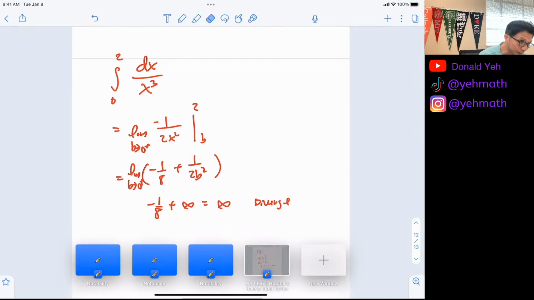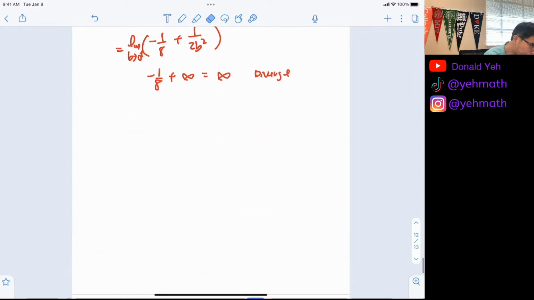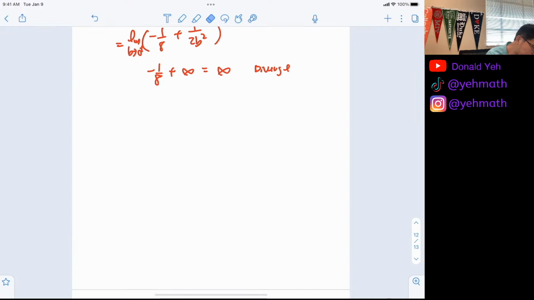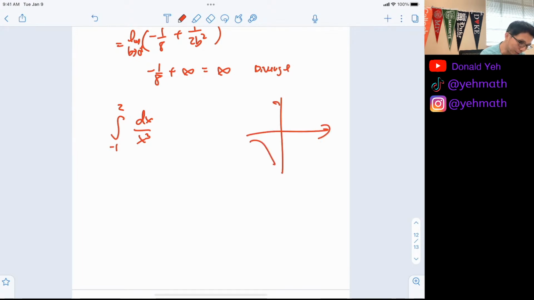So if you just put 0, it'd be undefined. Not 0. All right, so now sometimes you got an issue like this. Let's just say you have the integral from negative 1 to 2 of dx over x cubed. But the problem is 1 over x cubed, you guys already figured out, it looks like something like this, right? So therefore, it's not continuous at 0. So you technically had to break it up into negative 1 to 0 and 0 to 2 of dx over x cubed.